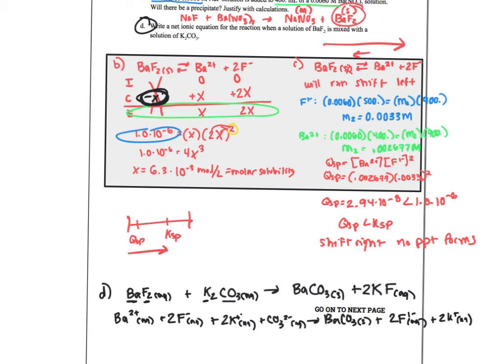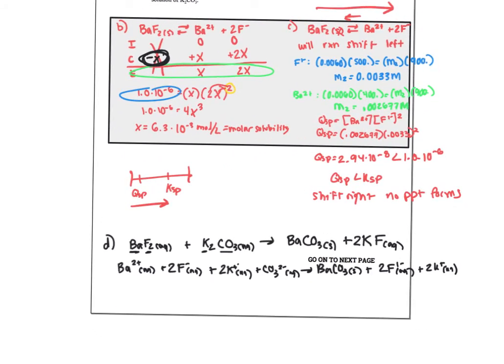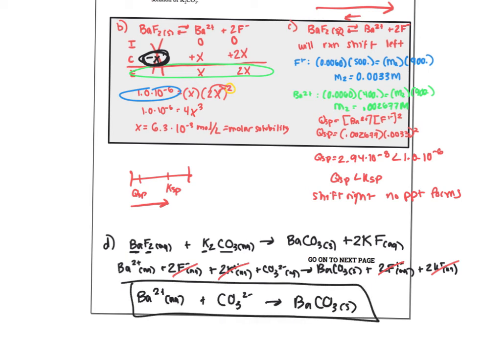And now we are going to cancel out spectator ions, things that are aqueous on both sides. 2F-, 2F-, 2K+, 2K+, and we rewrite the entire thing without those spectators. So there's your net ionic equation.